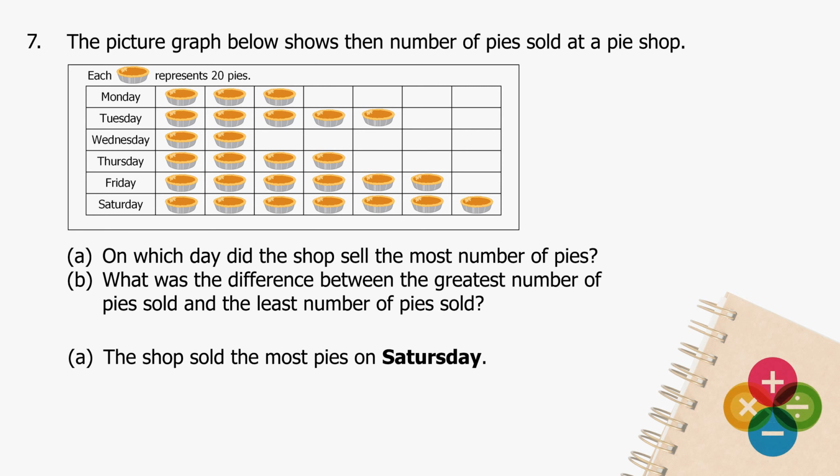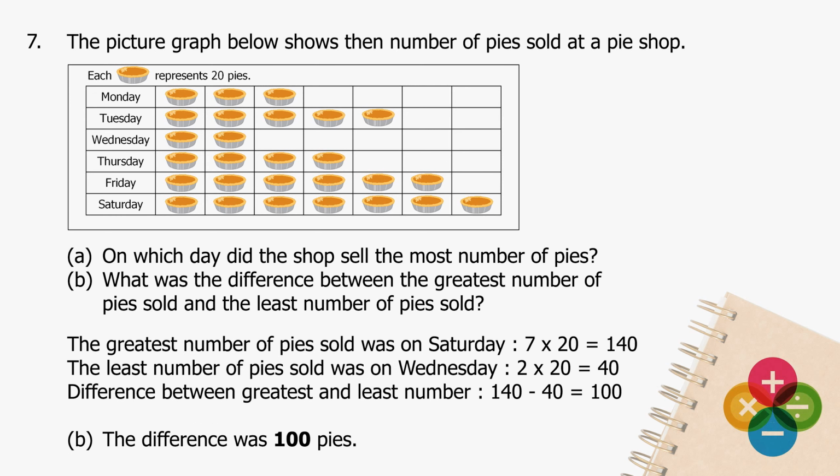A. The shop sold the most pies on Saturday. The greatest number of pies sold was on Saturday, and the amount will be, multiply 7 by 20, and the product is 140. The least number of pies sold was on Wednesday, and the amount will be, multiply 2 by 20, and the product is 40.